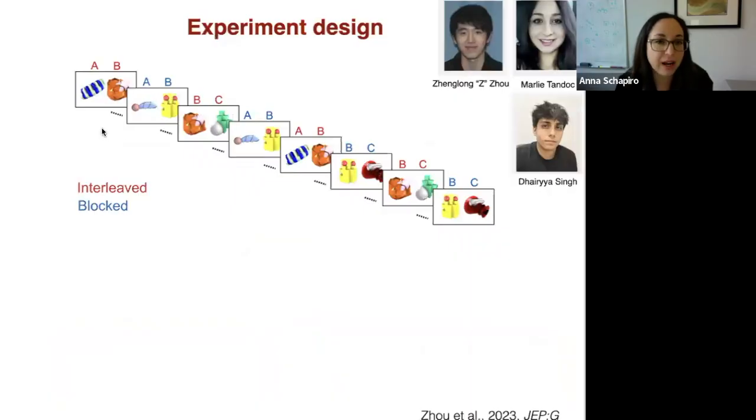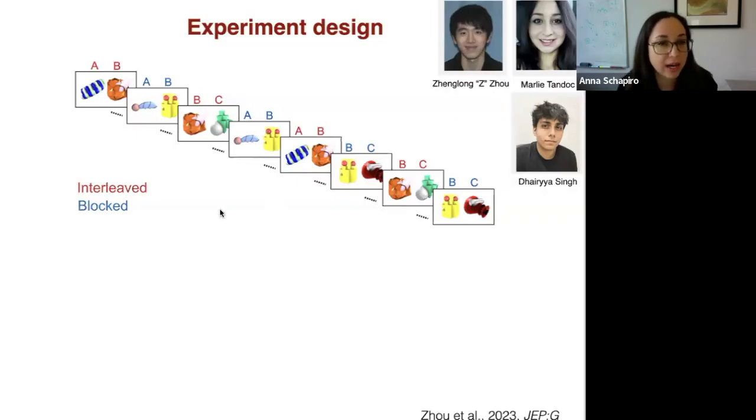So the idea here is to present participants with the typical associative inference triads, but some of the triads will be presented in blocked order, meaning that you'll see all of the ABs before you see any of the BCs. Sorry, that's the blue one. So like this one, all of the ABs before you see any of the BCs from that triad.